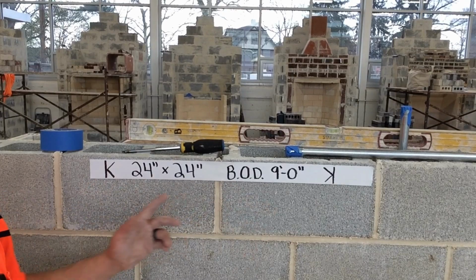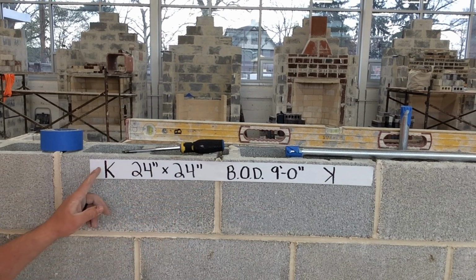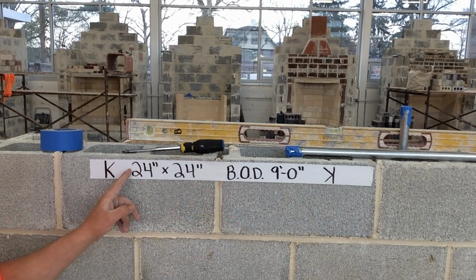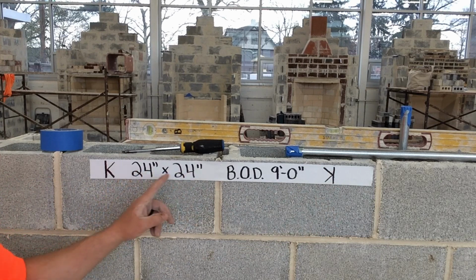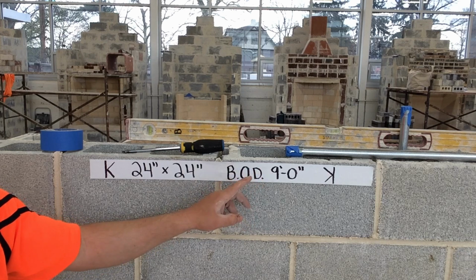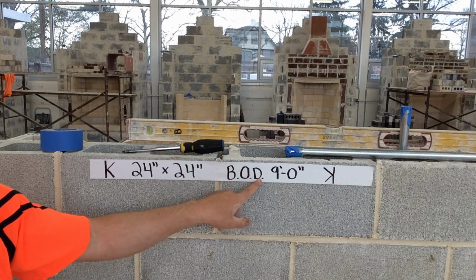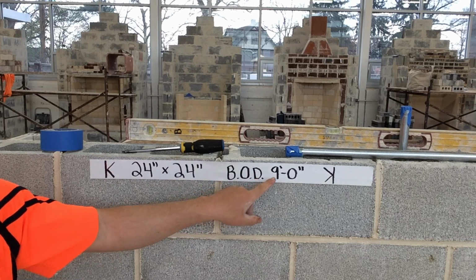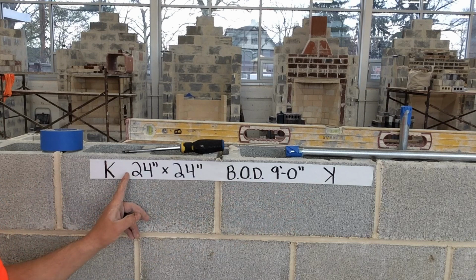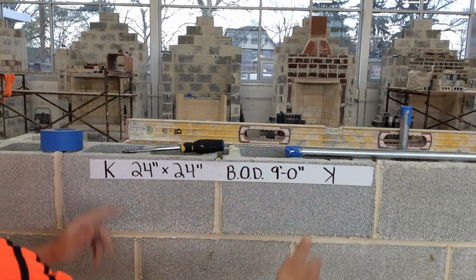This is how the HVAC guy is usually going to mark the wall for his duct opening. He's going to mark the exact width of the duct opening along with the exact size, width, and height of the duct opening. Also, at which point the duct opening begins. Bottom of duct, BOD, at 9 foot. At 9 foot, that's where a 24-inch by 24-inch opening starts, located at this point in the wall.